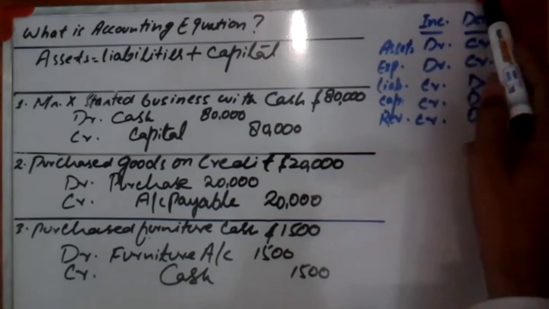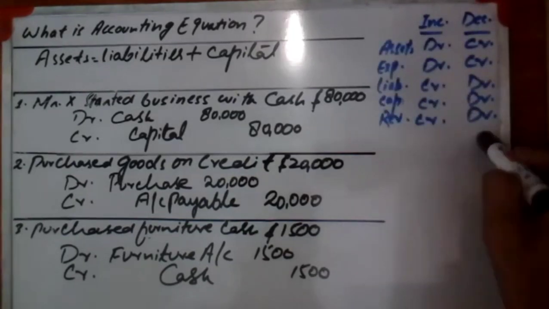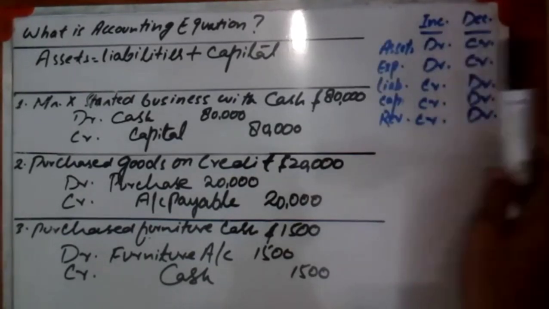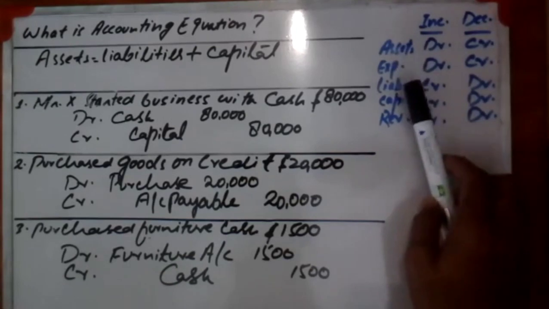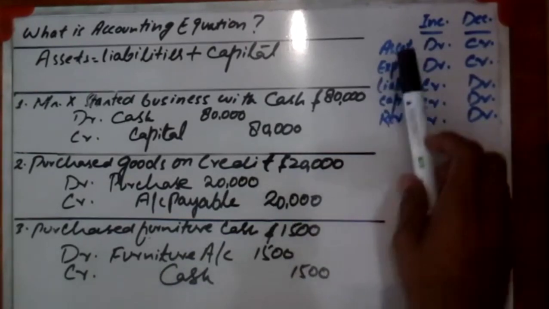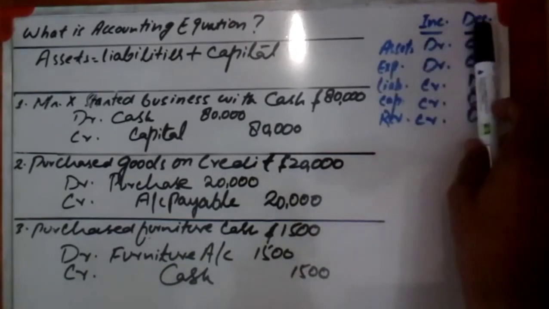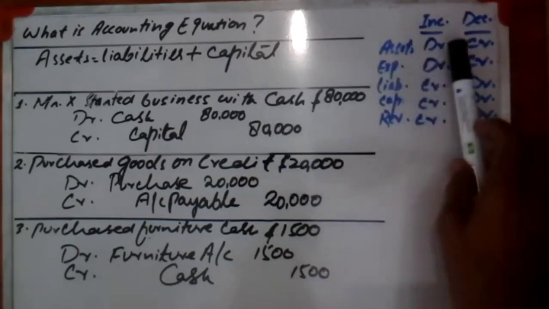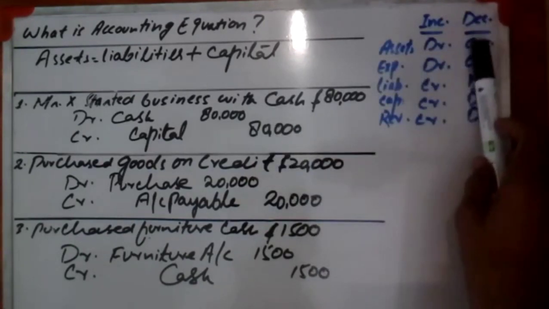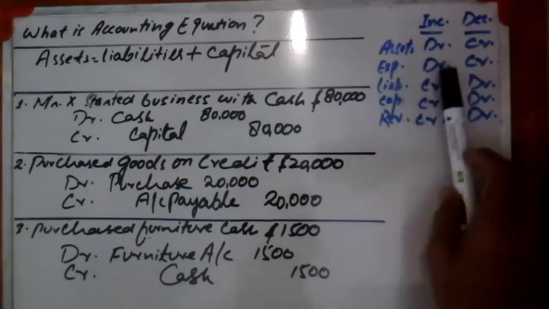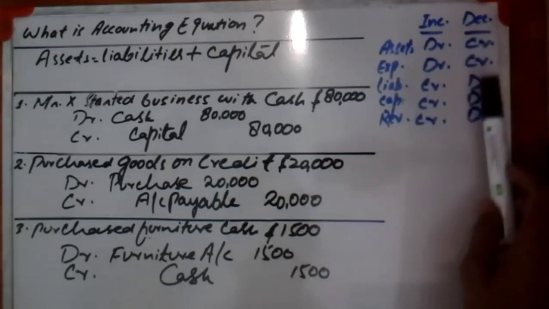I have just written down here the rules of debits and credits: assets, expense, liability, capital, revenue. Increase, decrease. Whenever assets and expenses increase, they are debited; when they decrease, they are credited. When liability, capital, and revenue increase, they are credited, and when they decrease, they are debited.